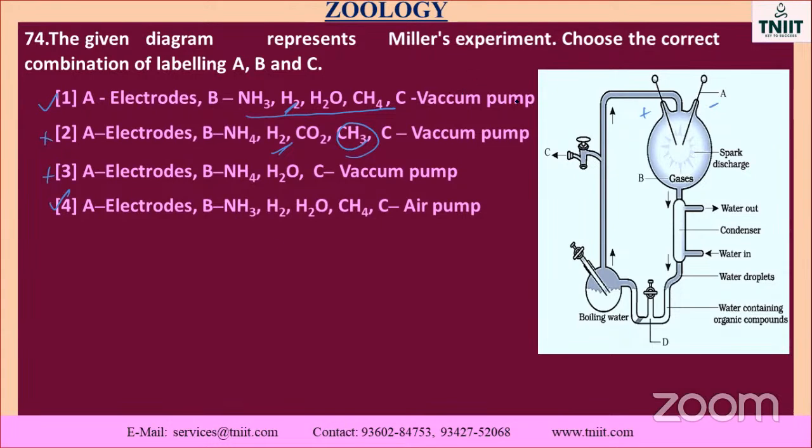Okay, next one, C is a vacuum pump. Here they have an air pump? Where is C? Here is the vacuum pump only. Suppose you want to remove the air from the container, that is called a vacuum pump, not an air pump. So this answer is the correct one. The first one is the electrode. The B is ammonia, water, hydrogen, and methane also produced. C is the vacuum pump.